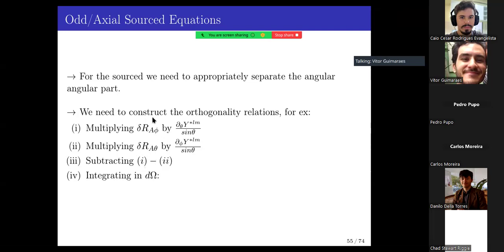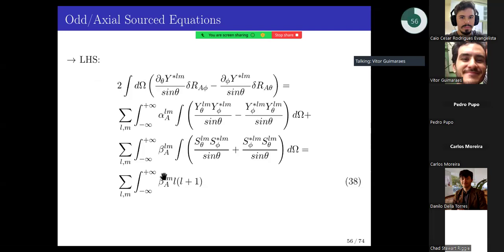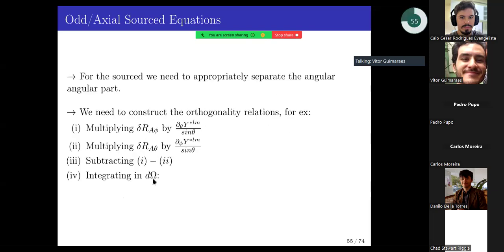So this element multiplied by this element, and then subtract one another, and then integrate over the two-sphere. What is happening in the left hand side is this. Sorry, guys. This is exactly the mathematical representation of what we just explained here.